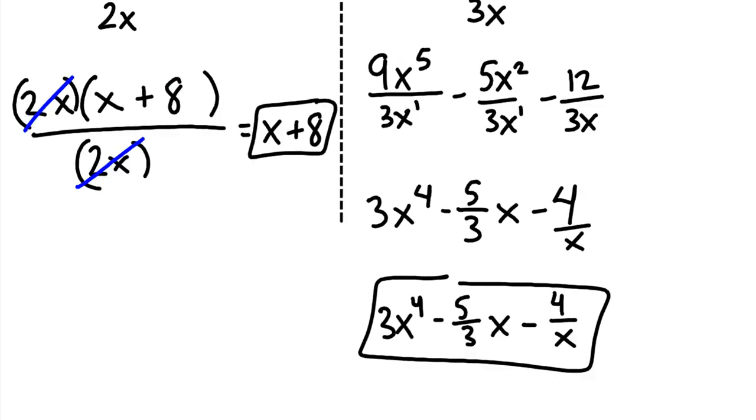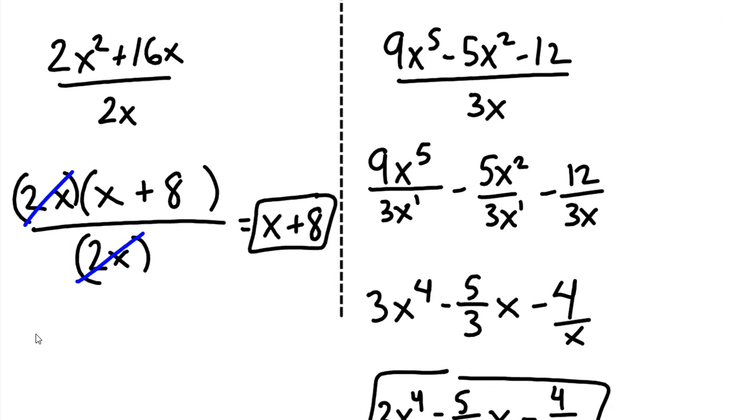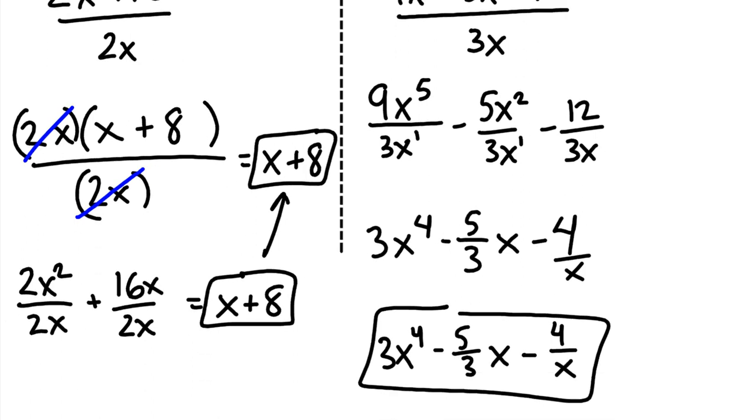Let's see if that strategy would have worked over here. Instead of doing greatest common factor factoring, what if I had just divided by both of the statements up top? 2x squared over 2x plus 16x over 2x. 2 over 2 makes 1, x squared over x makes x, 16 over 2 makes 8, x over x simplifies, and hey, I get the same thing. So that actually would have worked if I hadn't done greatest common factor factoring.